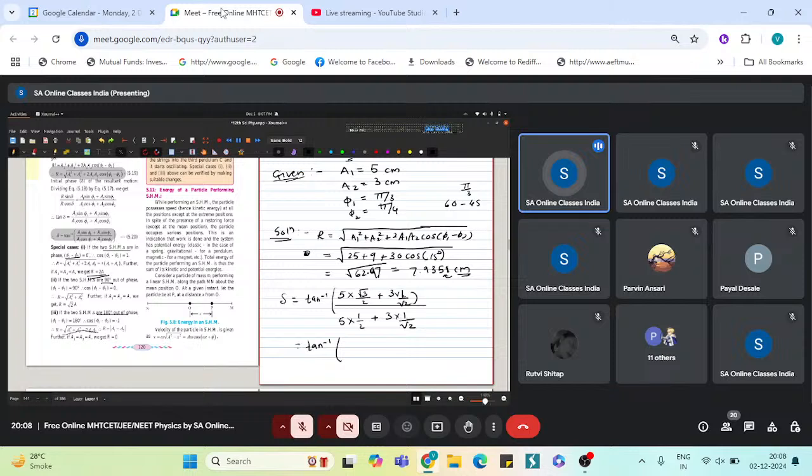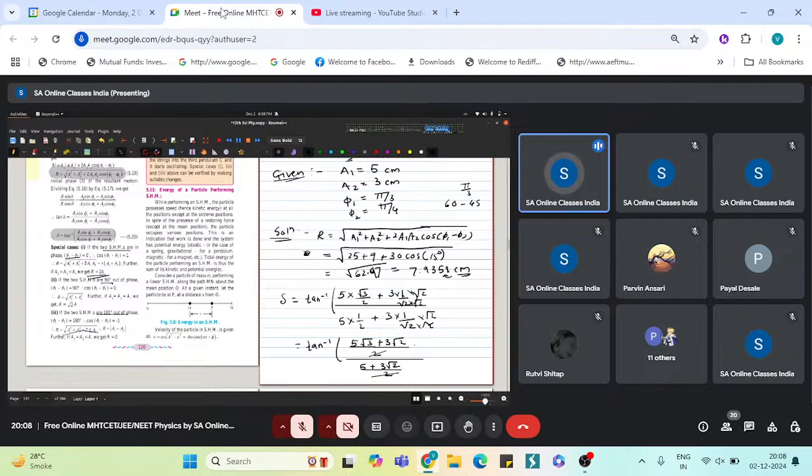Basically, I'm just going to make everything with denominator 2. So I'm just going to multiply this by root 2 and then divide and multiply this by root 2. And then this will become (5 root 3 plus 3 root 2) divided by 2, and then divided by (5 plus 3 root 2) divided by 2. You can simplify this however you like, or you can just directly do it on calculator.